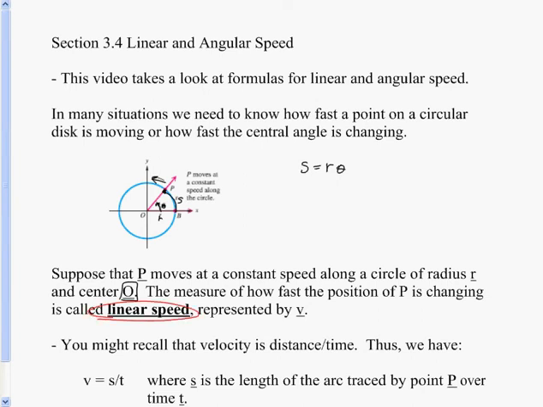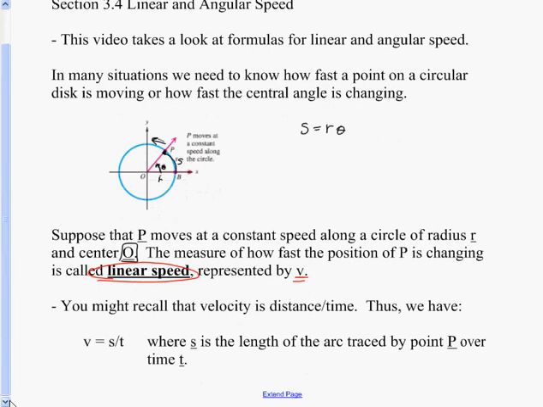Linear speed is one of the things we're looking at. It's represented by the letter V. You might recall that in a basic physics class, your velocity is typically equal to your distance divided by your time. Well, that's the case here. It's just that our distance is now represented by S, where S is the length of the arc traced by point P over time t. So nothing new there. Velocity is distance over time.